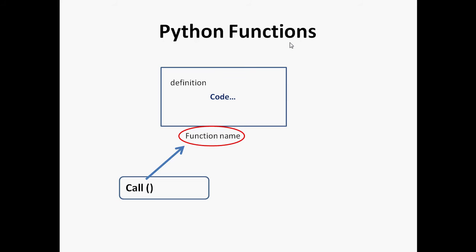Sometimes it returns some value, whatever is defined inside this piece of code, or we can say inside this function. This piece of code is executed whenever the call is encountered for this function. It also returns the value.